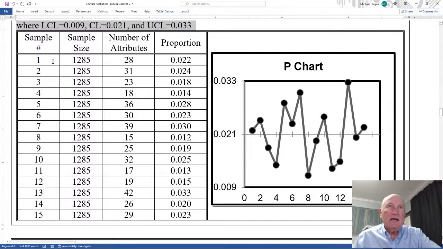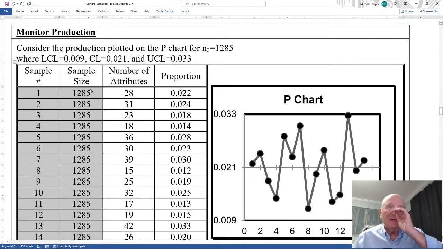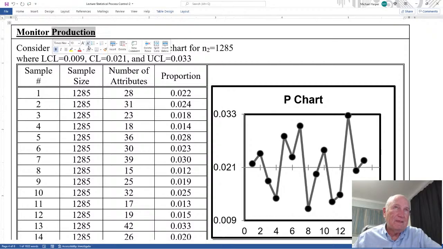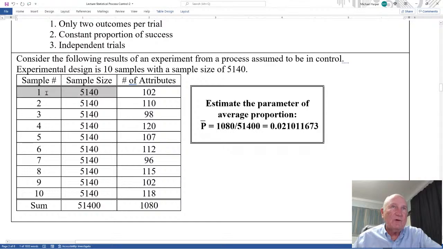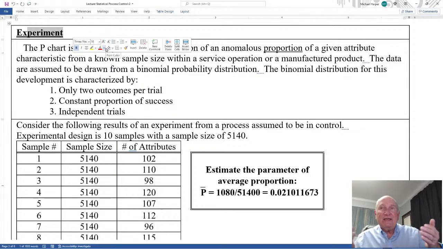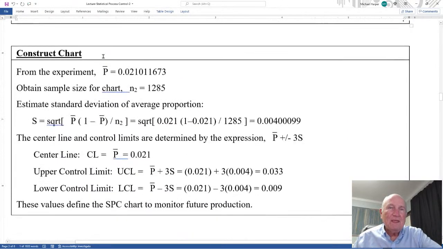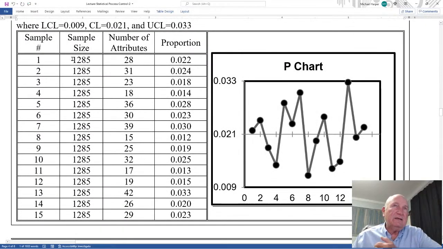Now these samples here of 1285 represent each sample. Notice this sample has a sample size of 1285 because this is production. But up here, this sample size is 5140 because this is the experiment. And that's why you have to keep them separate. So down here you have 1285, and again, it's 2 outcomes per trial.